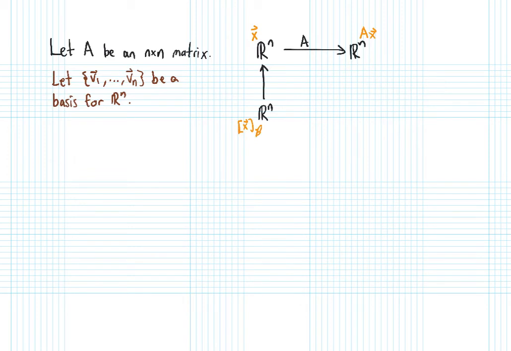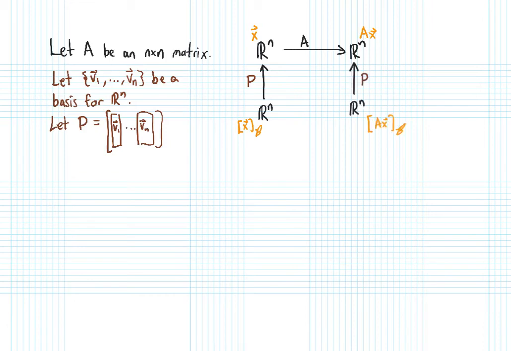And based on what we just discussed in the previous slide, we know that you can go back and forth between x and this coordinate vector by multiplying by an invertible matrix and its inverse. And to be more specific, if we let P be the matrix whose columns are the basis vectors, then P is the matrix that turns the coordinate vector back into the original vector. So we can relate x to its coordinate vector by P, but we could also relate A times x to its coordinate vector.